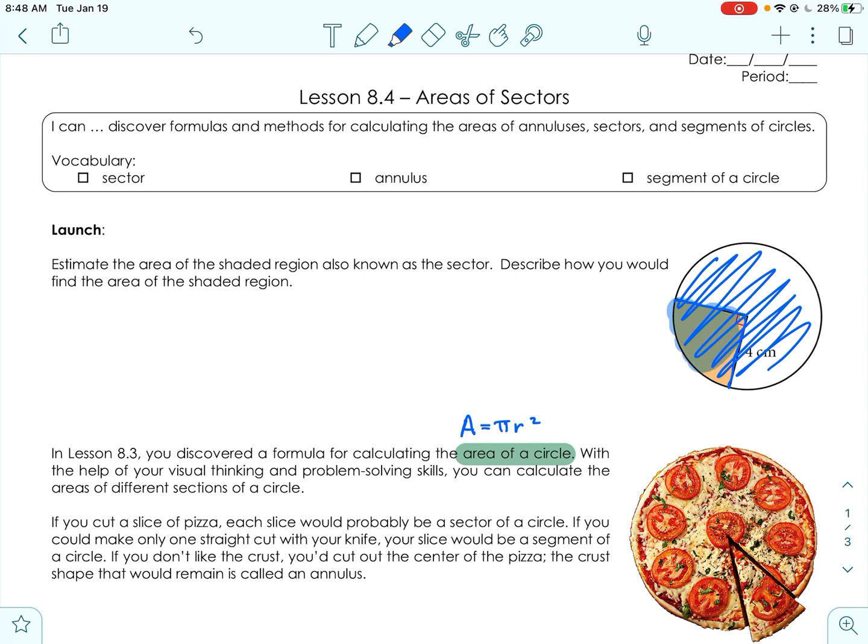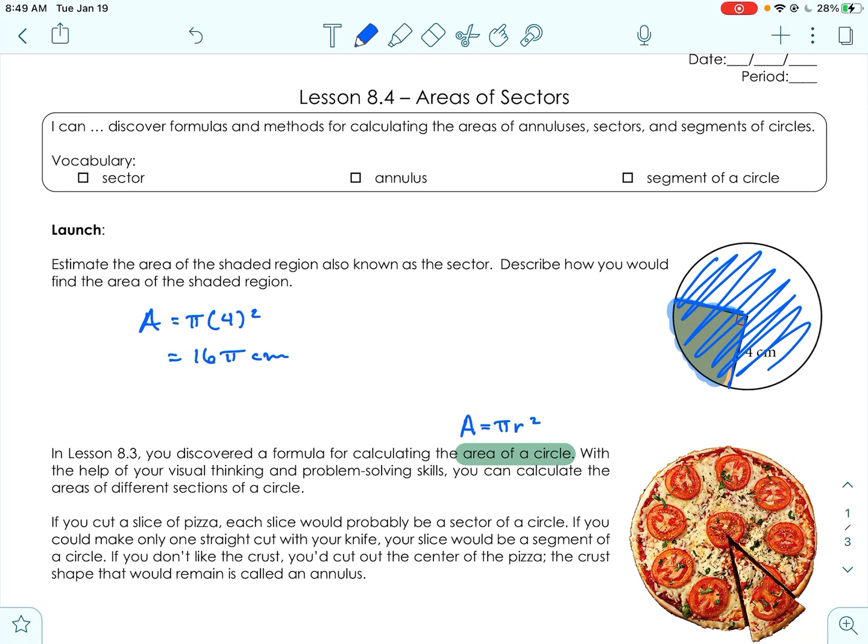this piece right here. So if we found the area of the circle, we'd have pi times 4 squared. That gives us 16 pi centimeters. Now, to me, that looks like this is about a quarter of a circle.